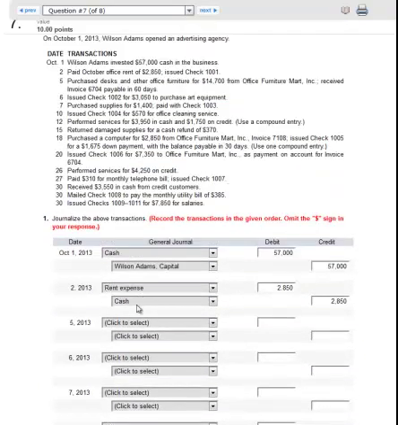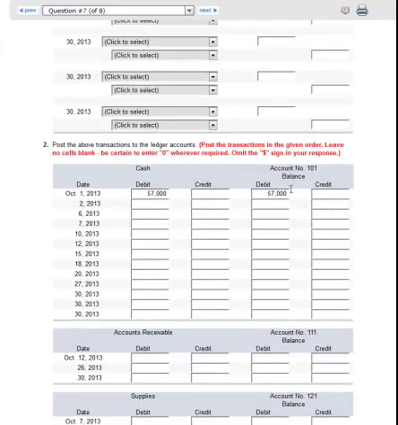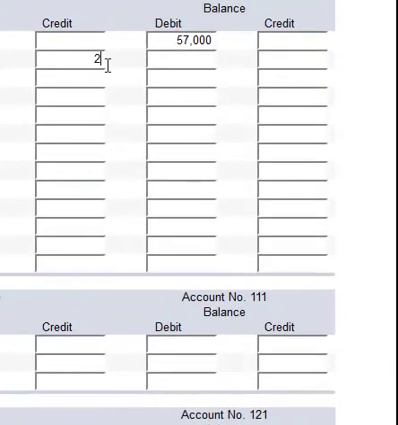The next line is a credit to cash of $2,850. So I go to my cash account. This time I'm going to credit cash for $2,850. Now, I have a debit balance in the cash account with a credit entry. If I have a debit and a credit, I subtract the two and put the new balance on the side that was bigger to begin with. Since the debit balance is bigger than the credit amount, I still have a debit balance. So $57,000 minus $2,850.